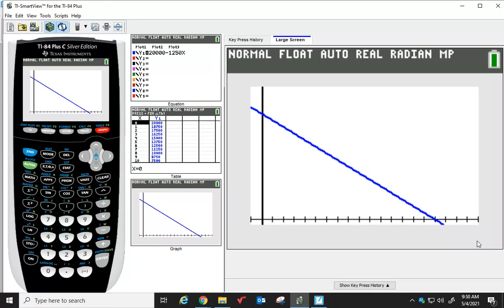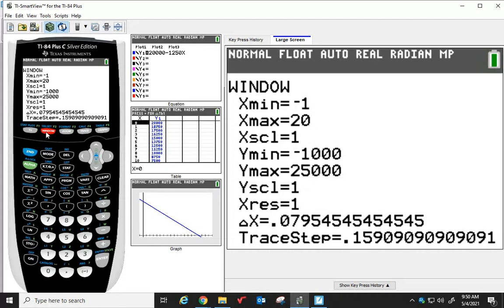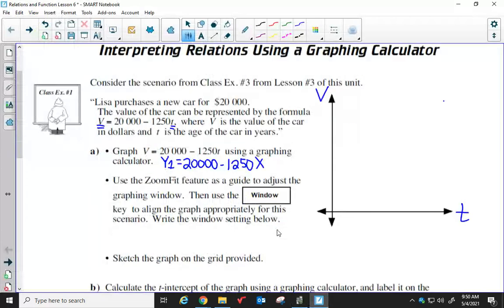Okay, so let's identify what those window settings are. So I'm going to write them down here. We had X min was -1, we had X max of 20, and we had X scale of 1. So let's go back to my Smart Notebook file. Let's just write down what those window settings were.